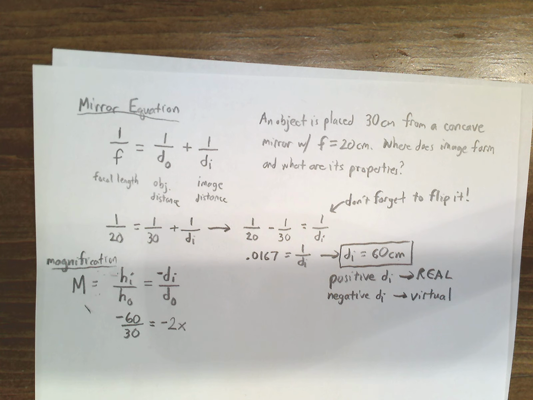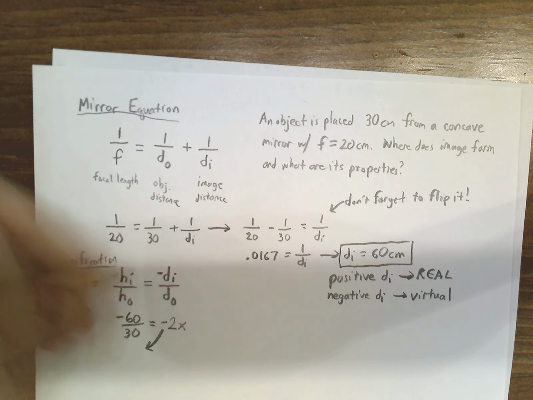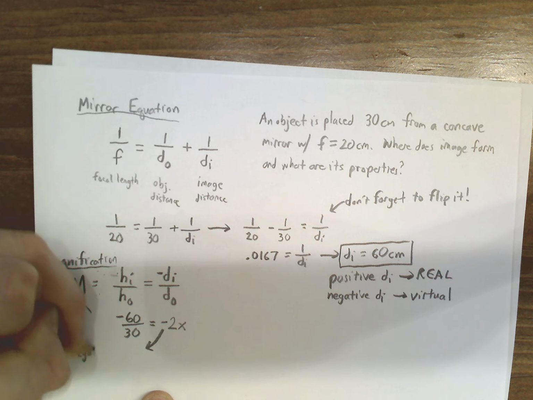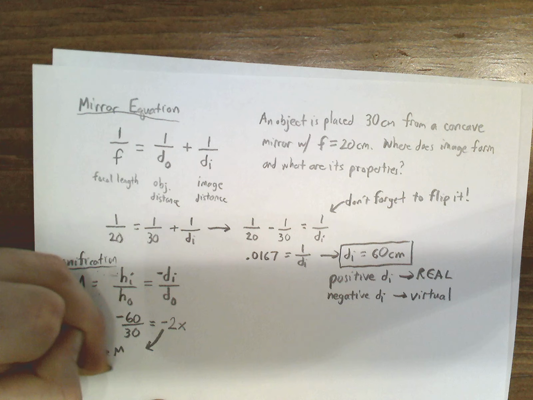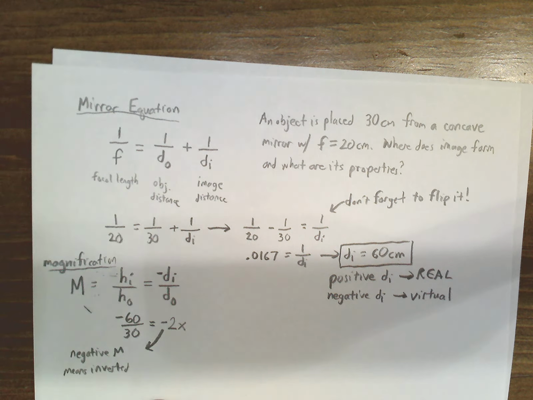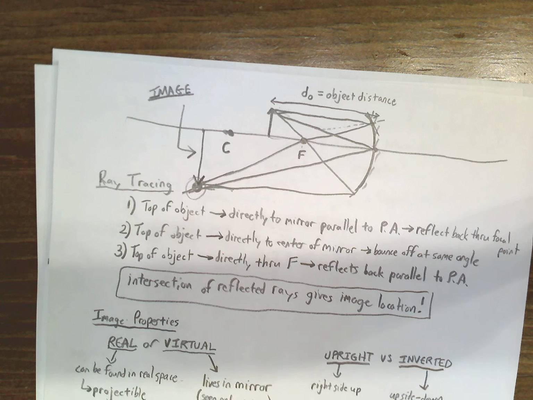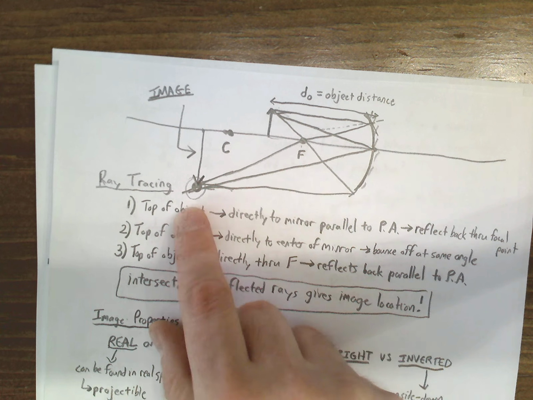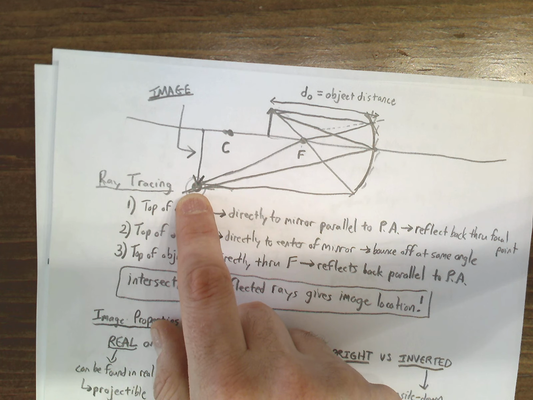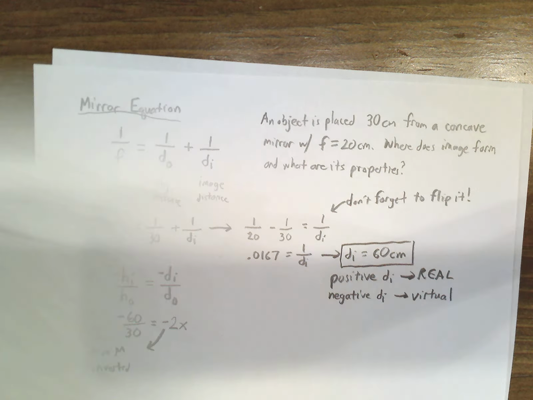There's two important things here. The negative sign does not mean smaller. It tells you the orientation. So this sign here, negative M, means inverted. So this is upside down. When we did our concave mirror earlier, our image was here. We traced the rays and we found that it was upside down. This would be the case here. This real image is upside down, and so it has a negative magnification.